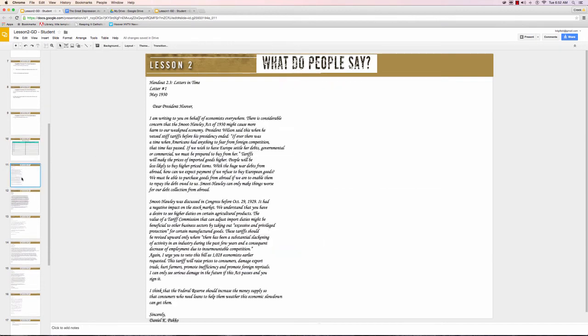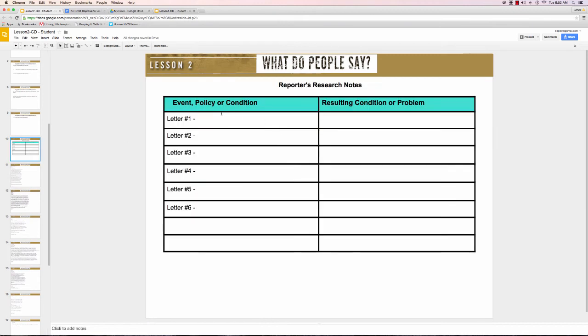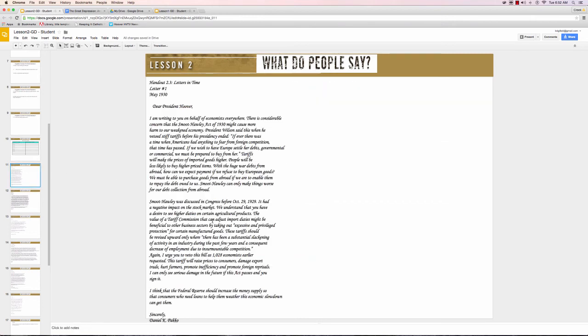So for example, in letter number 1, when you read it, you're going to see that it talks about the Smoot-Hawley Tariff Act of 1930. That is your event, policy, or condition. The actual thing it's talking about is the Smoot-Hawley Tariff Act. The resulting condition of the Smoot-Hawley Tariff Act is that, well, it hasn't happened yet. This guy's urging President Hoover to veto it. And if you remember, a tariff is a tax on imported goods. And he says that the tariff will do these things.